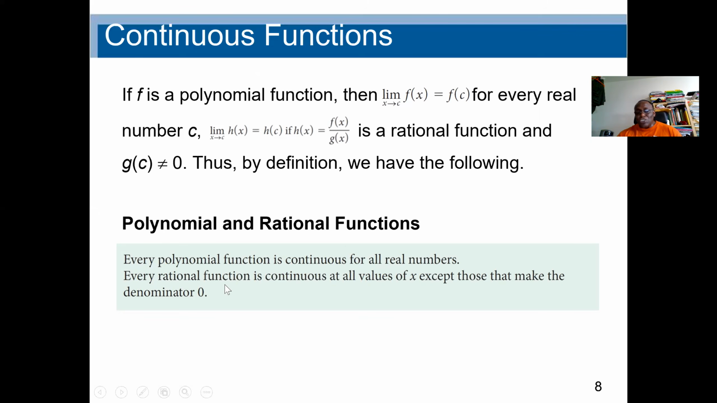And every rational function is continuous at all values of x that do not make the denominator 0. Or here we say, all values of x except those that make the denominator 0. A rational function means a division, like f at x divided by g at x. If we can find g at x at any value except 0, then it's continuous. If it's 0, discontinuous.